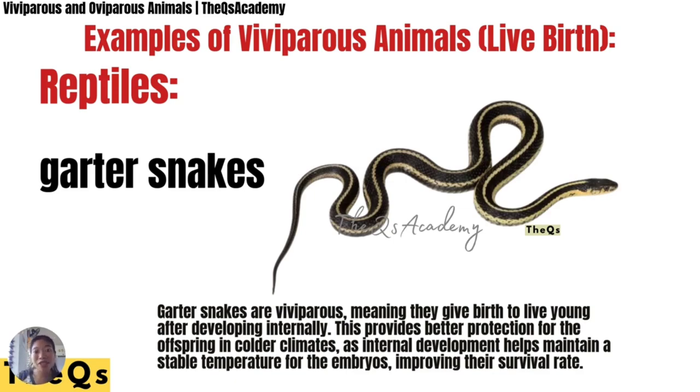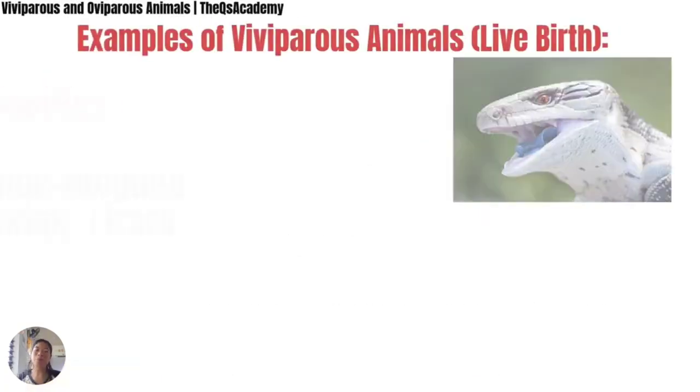And we have another example, garter snakes. Some of the common snakes lay eggs, but the garter snake is viviparous, meaning it gives birth to live young after developing internally. This is a different kind of snake, so you may try to search for this garter snake.